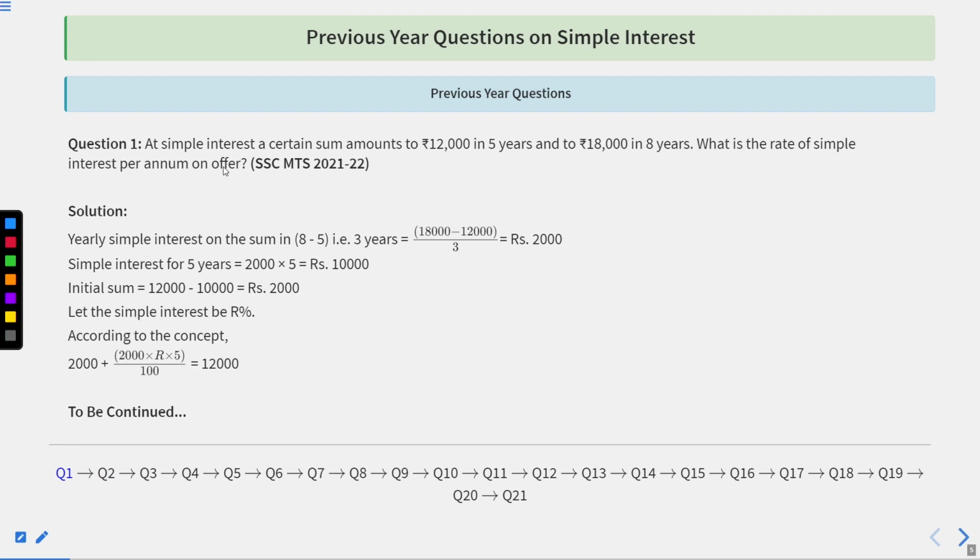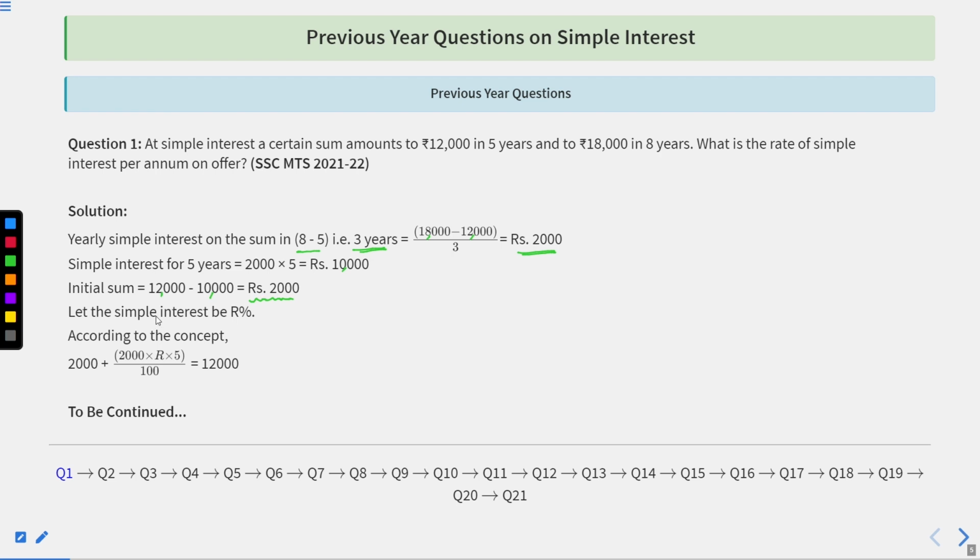Let us have a look over the solution. Yearly simple interest on sum in 8 minus 5, that is 3 years, is equal to (18,000 minus 12,000) upon 3, which is equal to 2,000 rupees. The simple interest for 5 years is equal to 2,000 times 5, that is 10,000 rupees. So the initial sum, which is 12,000 minus 10,000, is equal to 2,000 rupees.